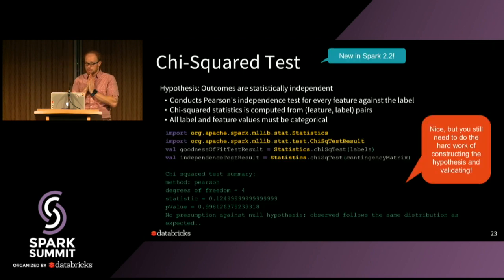So I want to talk about the chi-squared test. This is new in Spark 2.2. The hypothesis that this is testing against is, are our outcomes statistically independent? And this is true for one given model. It evaluates an independence test for every feature against the label that's defined, and we compute feature-label pairs. But this is only going to work for categorical data. You can see I am passing either my labels or my contingency matrix into this test, and then I can print a summary. This summary becomes more and more complicated depending on the dimensionality of that matrix. But this is really useful.